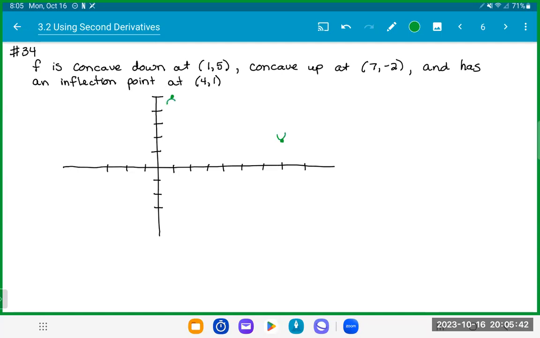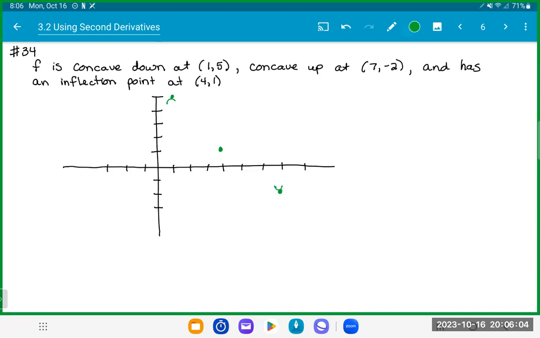And the last thing, it tells us we have an inflection point at 4, 1. So we come over here, 4, 1, and we have this inflection point. Okay. Actually, I put it at 7, 2. It's at 7, -2. I was like, that's not going to work.